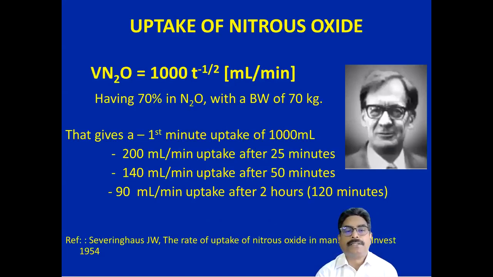The uptake of nitrous oxide, according to Severinghaus's formula, if the patient is inhaling 70% nitrous oxide in a 70 kg patient, the first minute uptake will be 1000 ml, and subsequently it will reduce to 200 ml per minute after 25 minutes, then 140 ml per minute after 50 minutes, and 90 ml per minute after 2 hours.